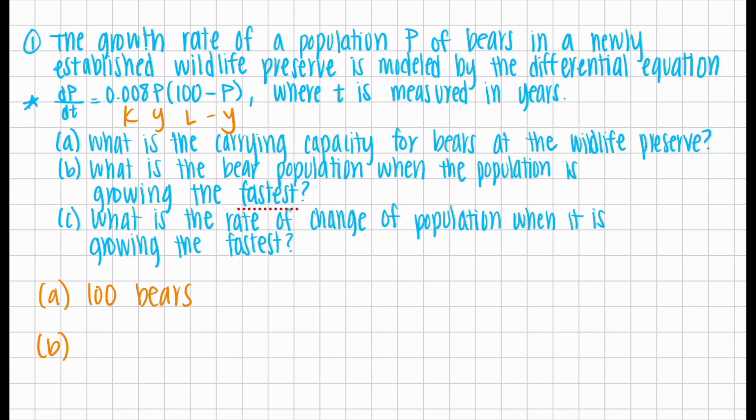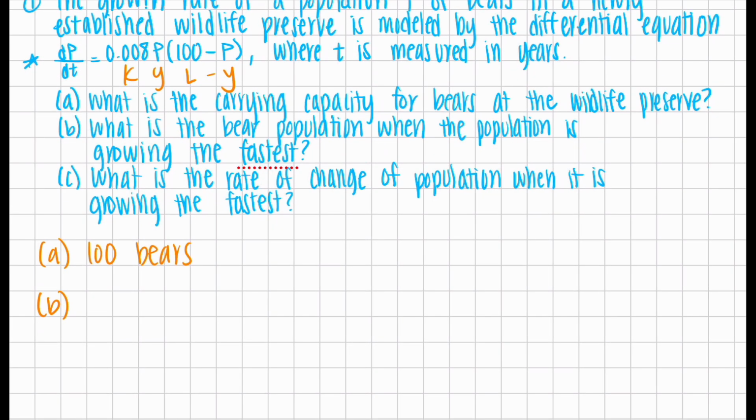Letter B, what is the bear population when the population is growing the fastest? We know that the population is going to grow the fastest at the carrying capacity divided by 2. So in this context, it's going to be 100 divided by 2, which is 50 bears.